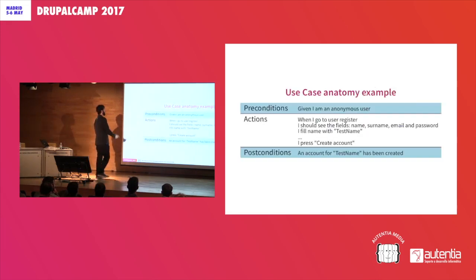So this is an example. For the previous example, the precondition is that I am an anonymous user. I don't know how, but I am an anonymous user, okay? This is an axiom. Then the actions: I go to user register, I should see some fields, I fill the name, I press, okay? And the postcondition is that an account has been created. Simple.